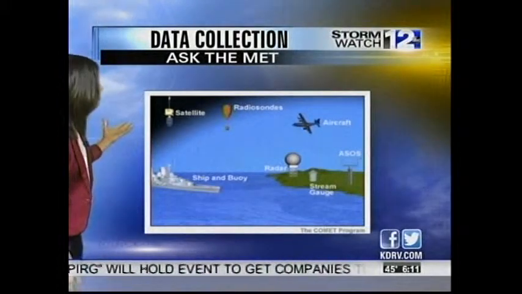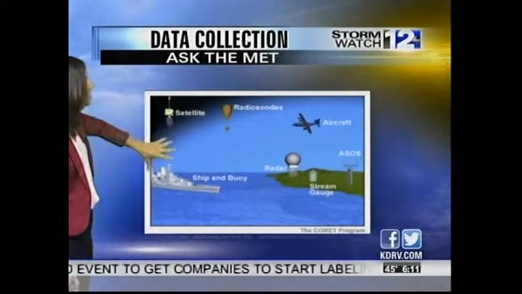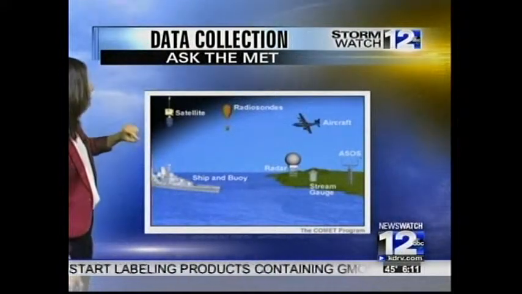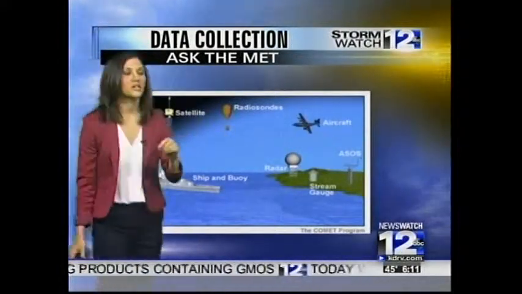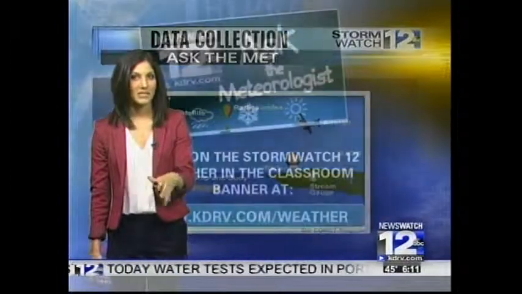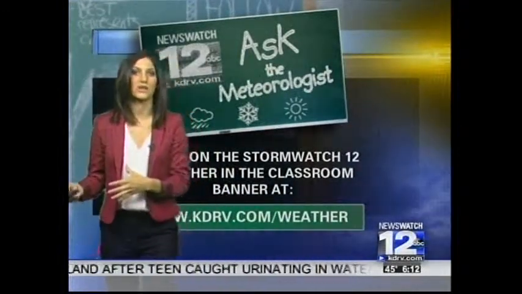Where do these current conditions come from? Well, there's a variety of things that measure current conditions. Ship and buoy data, we have satellites up in space, we have radiosondes, those balloons that are released by the National Weather Service 2 times every day across our country. All of those things record current conditions, and they get plugged into those very, very complex equations.